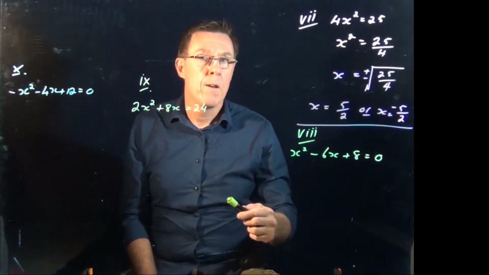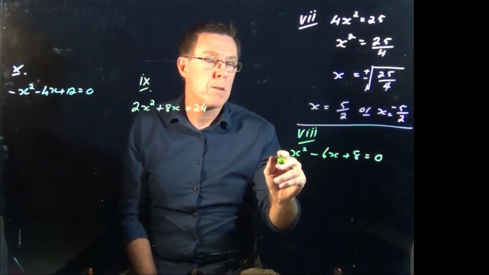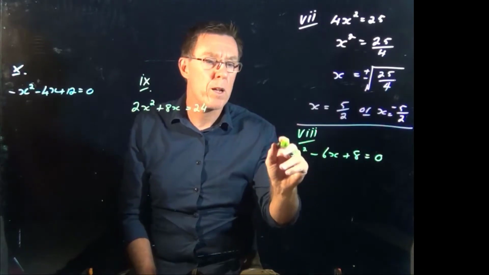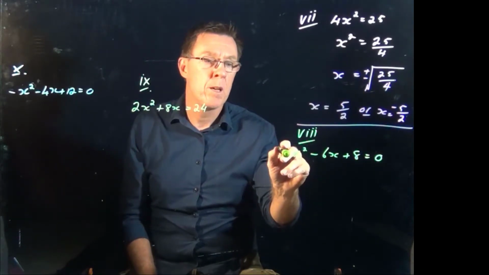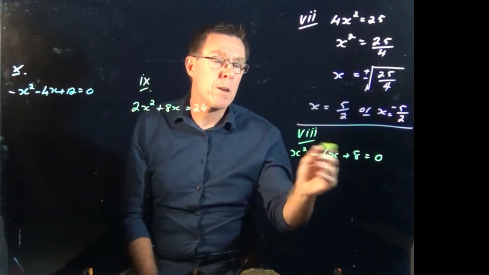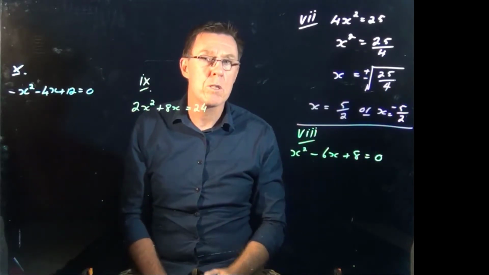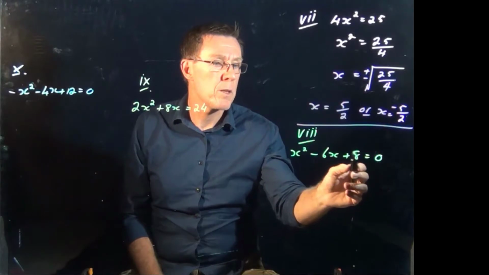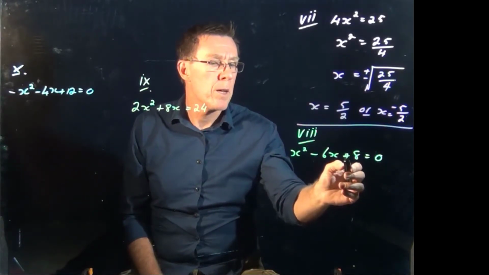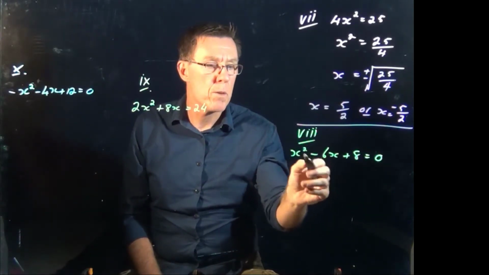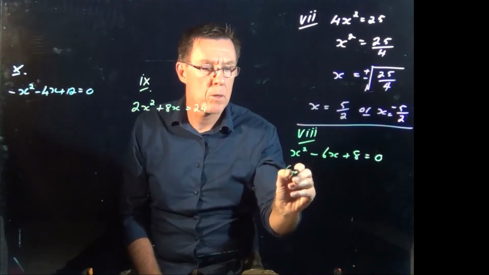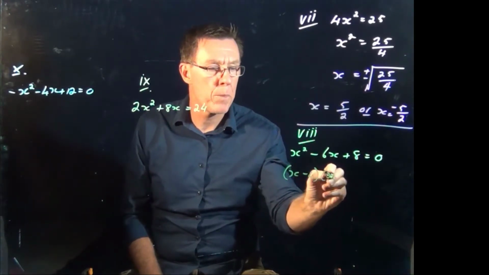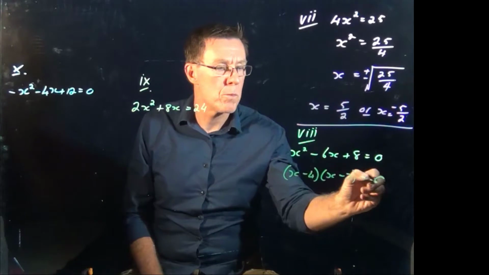First thing you should look for, I call it a unitary quadratic. It's one lot of x squared. They're easy. Can it be factorised? If you can factorise it, factorise it. So numbers that multiply together to give that will be negative 4 and negative 2, which add together to give negative 6. So negative 4, negative 2.